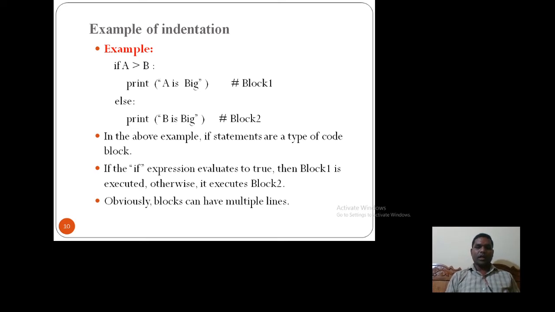So here it's a block of code. If A greater than B, A is B, else B is B. This is block 1 and this is block 2. And A, B will hold some value. Clear? The expression evaluates first, A greater than B. If it is true, then it will execute the block 1 code. If false, then it will execute the block 2 code. One block can have multiple lines of code. Obviously, blocks can have multiple lines of code. This is an example of indentation.